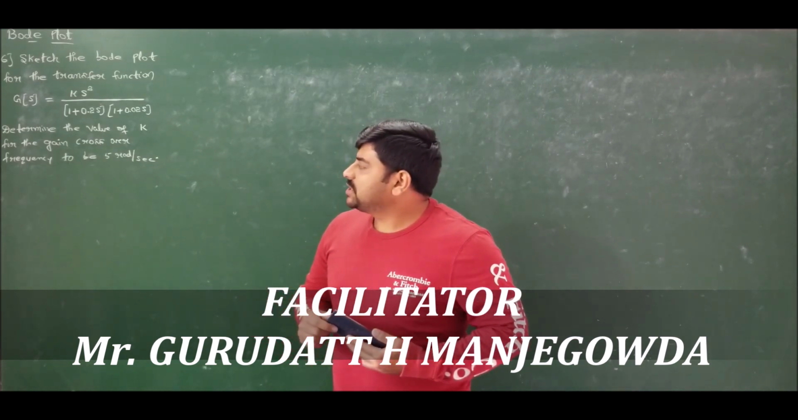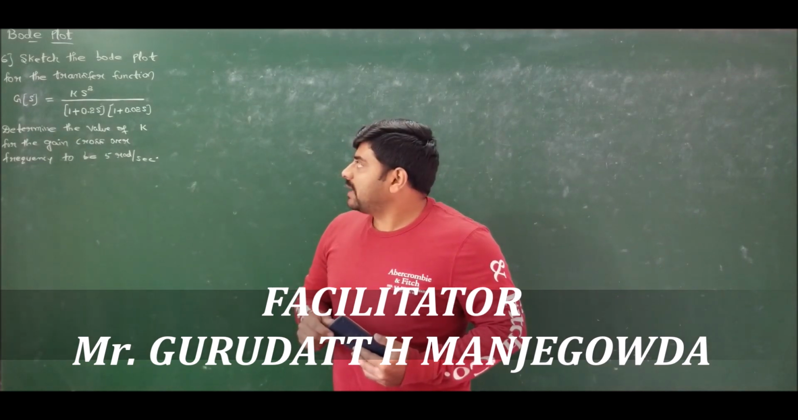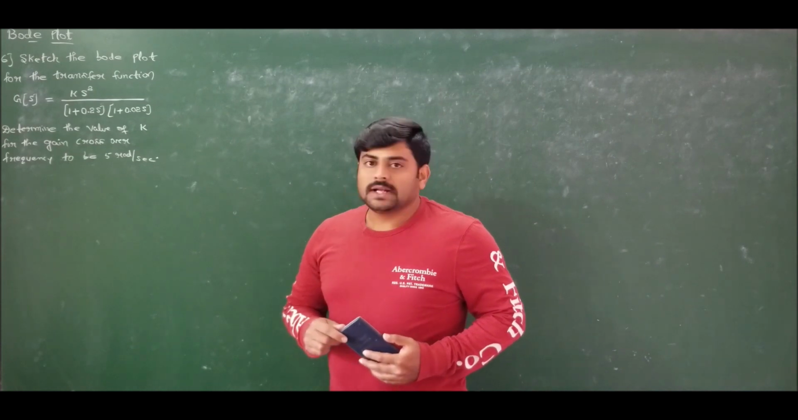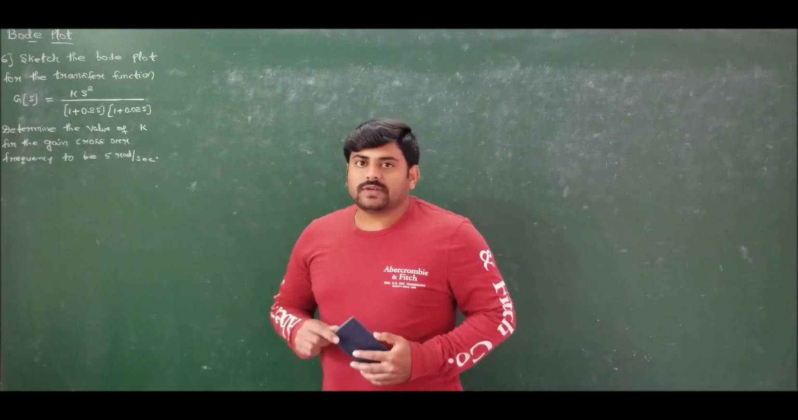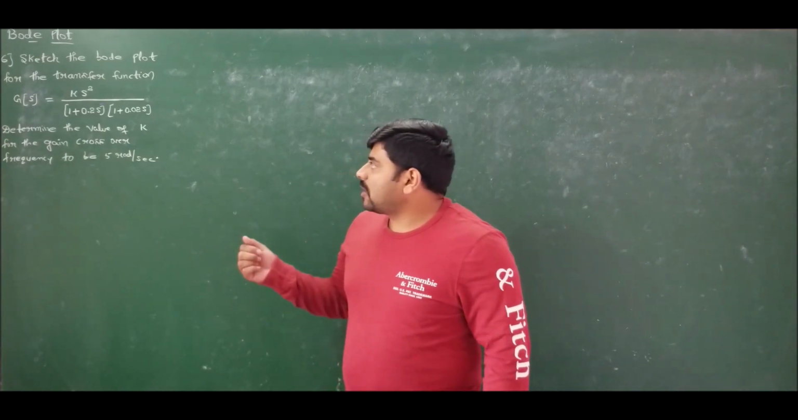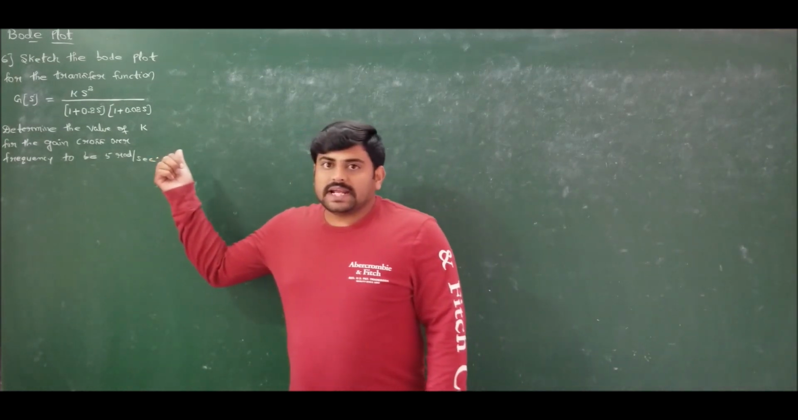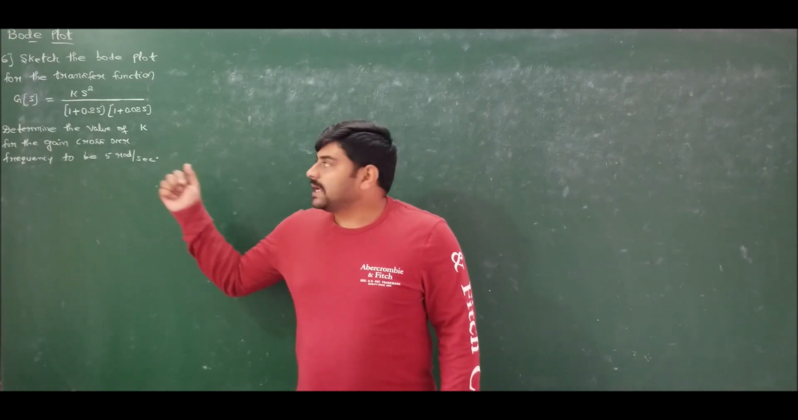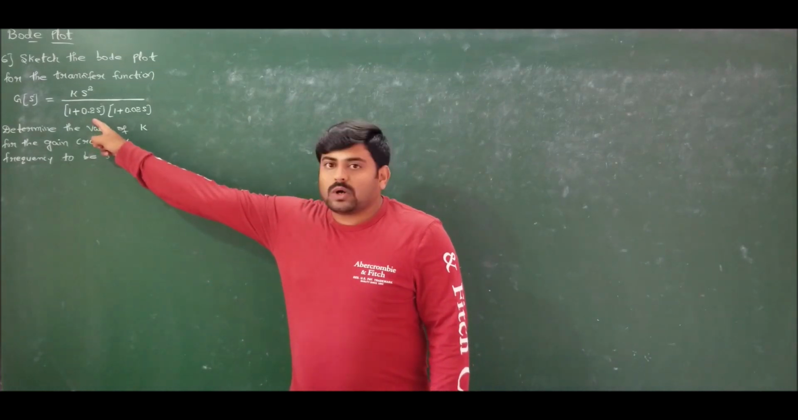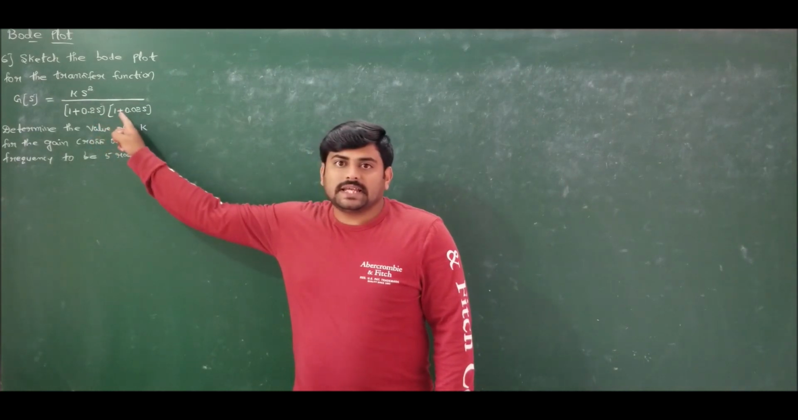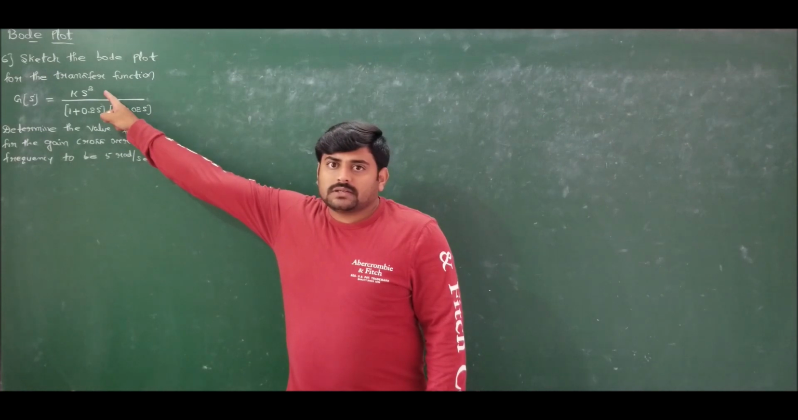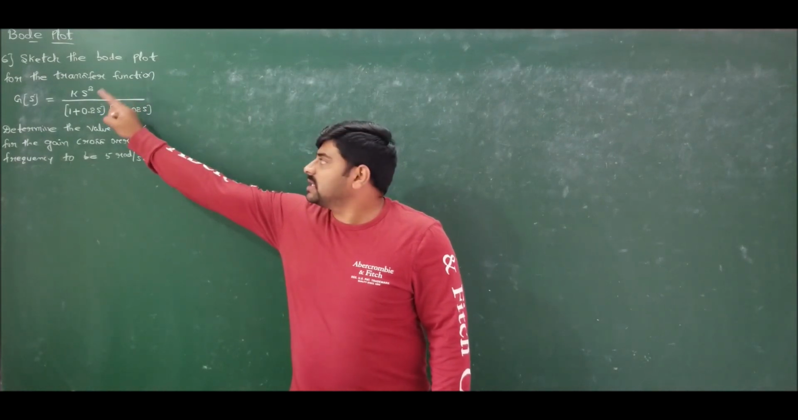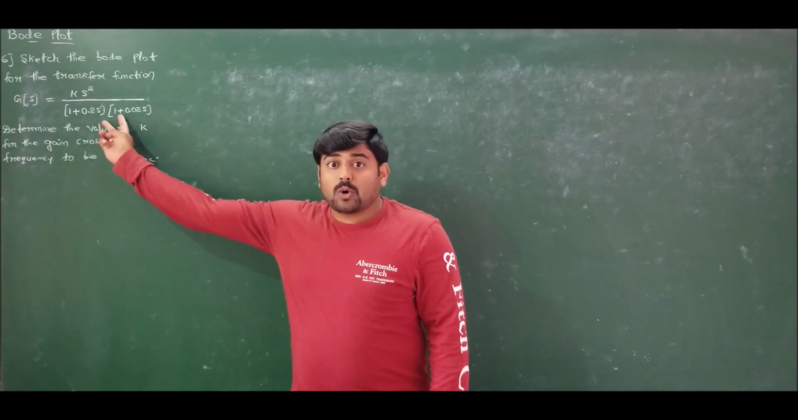the transfer function G of s is equal to K s square divided by 1 plus 0.2s into 1 plus 0.02s. Determine the value of K for the gain crossover frequency to be 5 radians per second. If you carefully observe, the problem given itself is in standard time constant form. That is, the simple poles are specified in the form of 1 plus ts. And we have two zeros at origin. We don't have simple zeros or complex zeros, and we have two simple poles.